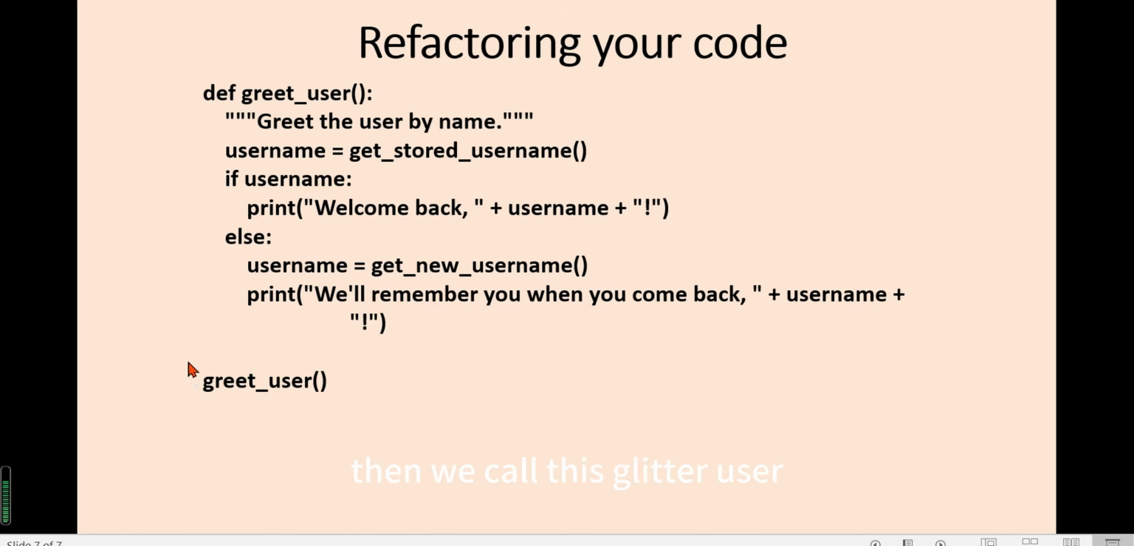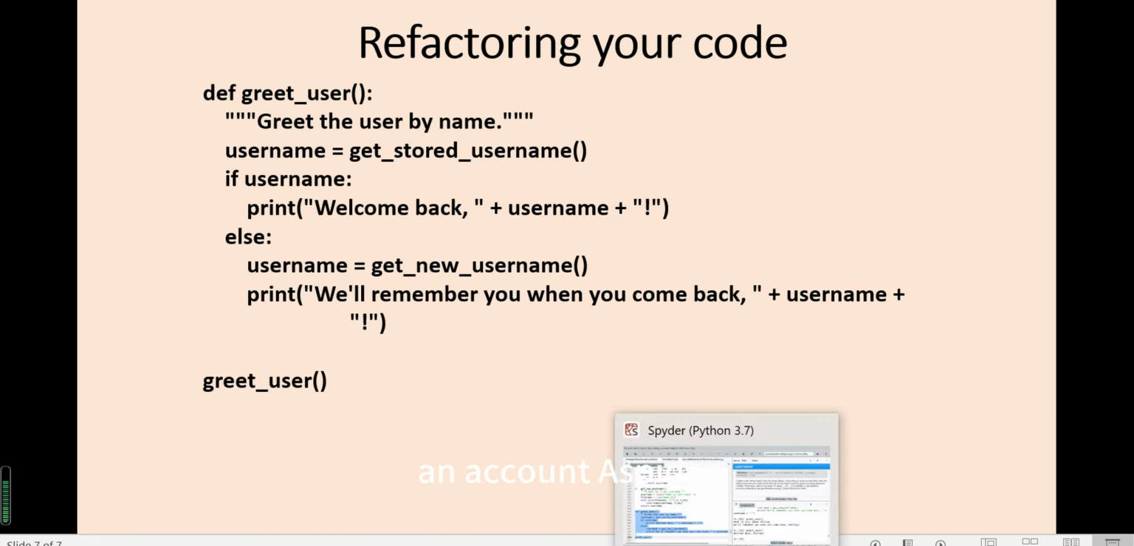Then we call greet_user. So we call greet_user the first time. For example, if no username.json is stored in the working directory, then the user will input his name. But the second time, if we call this again, then the user will see the information in this block. We will show all these statements in Anaconda Spyder.